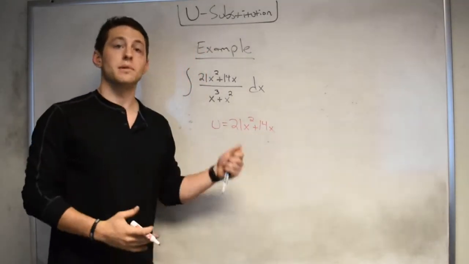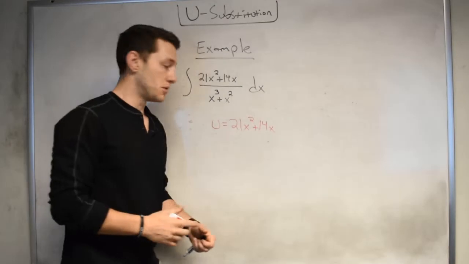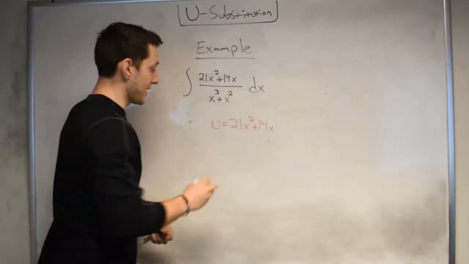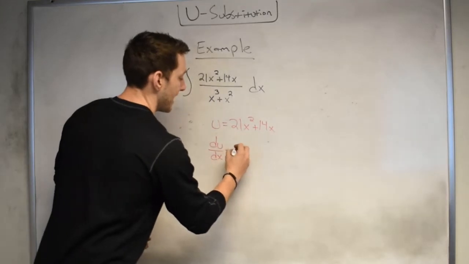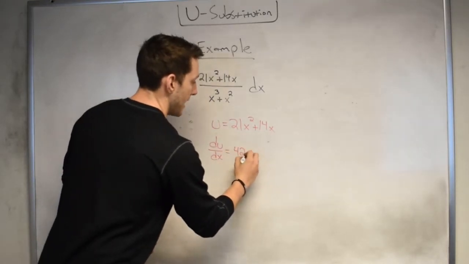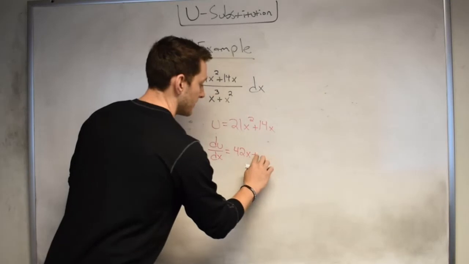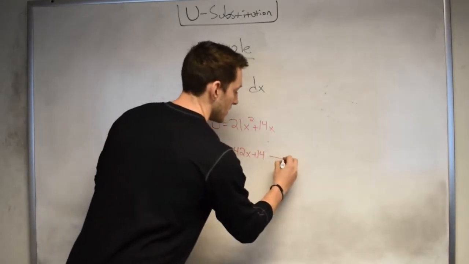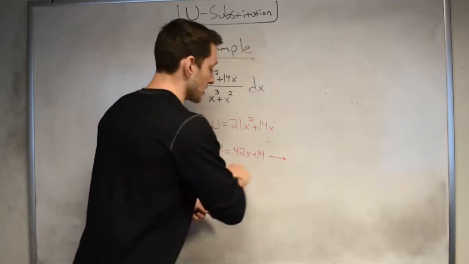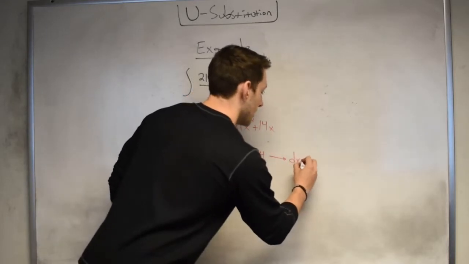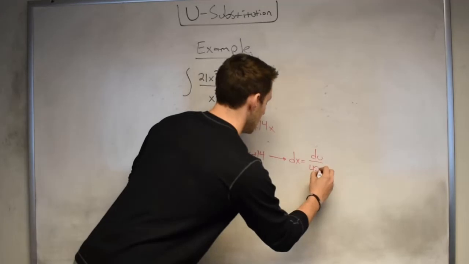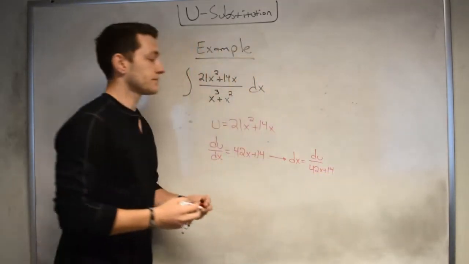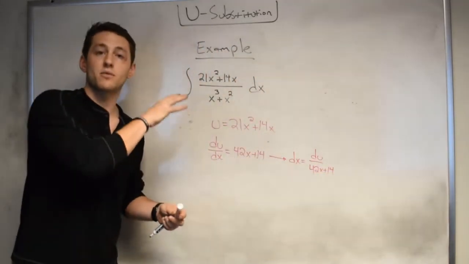Okay, well now we're committed to turning our integral into terms of u, so I need something for dx. To get that in the picture, I derive u. I get 42x plus 14. Solving for dx by multiplying up and dividing over, I get that dx is equal to du divided by 42x plus 14. And like I said, writing in red because this will be wrong.